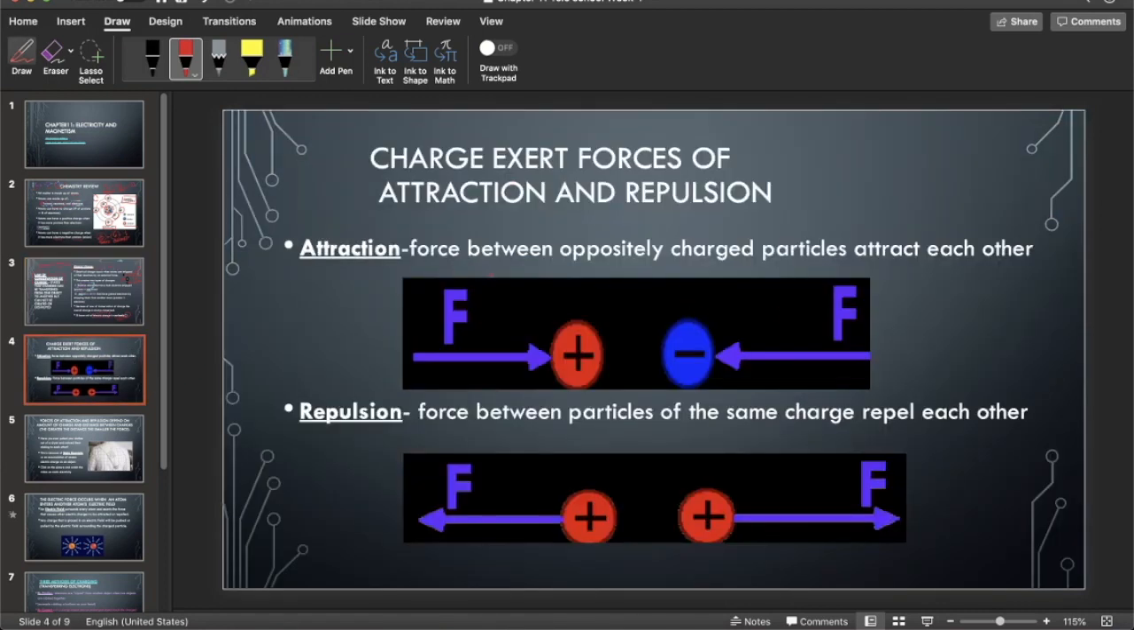So attraction. Charge exerts forces of attraction and repulsion, all right? So if you're attracted to somebody, that means you like them, right? Attraction is the force between oppositely charged particles that attract each other. I'm sure you've heard the term opposites attract, all right? So your positive is going to be attracted to your negative, okay? Let's look at this inside an example that you might be a little bit more familiar with, okay?